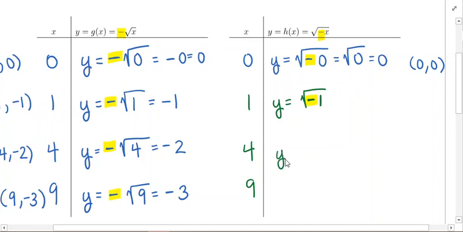Same thing is going to happen if you plug in positive 4. You would have the negative already underneath, and then you write down your x value, and you're taking the square root of negative 4. It doesn't work. You can't take the square root of a negative number.